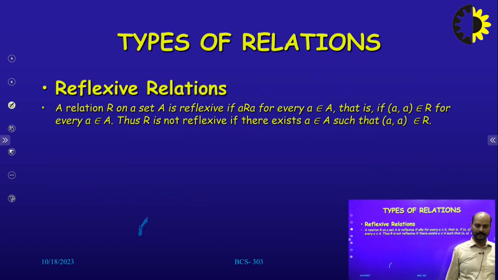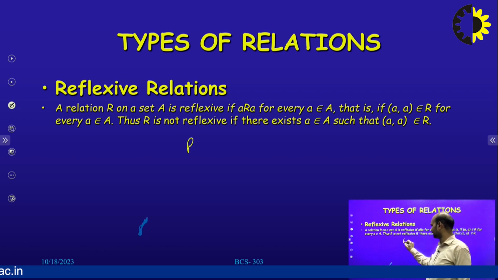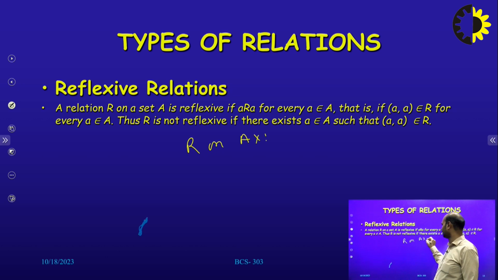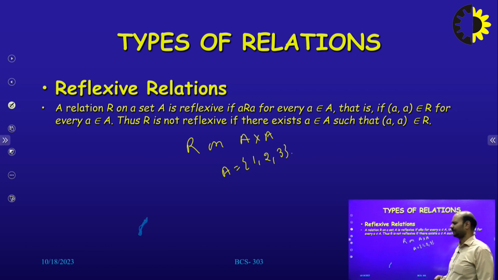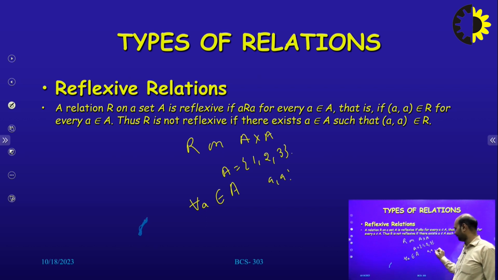Types of relations. According to the ordered pairs present in a particular relation, there are some different types of relation. The first is the reflexive relation. If we construct a relation on set A cross A, where A is equal to {1, 2, 3}, then if for every element a of this set, the pair (a, a) belongs to the relation, that relation is a reflexive relation.